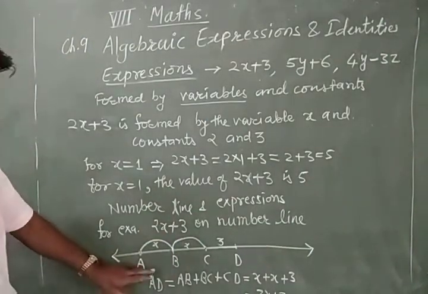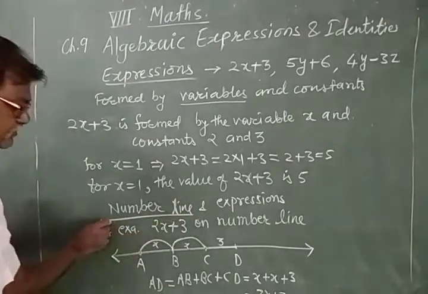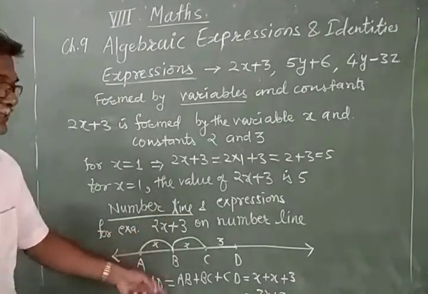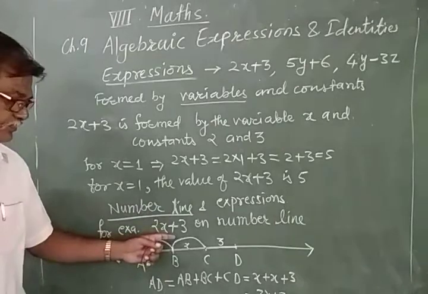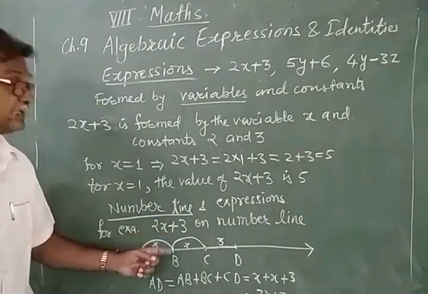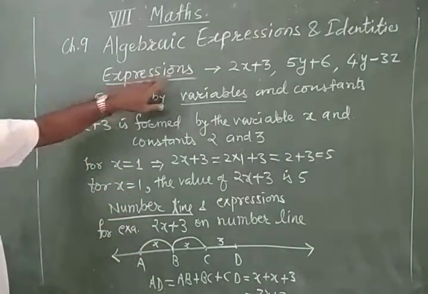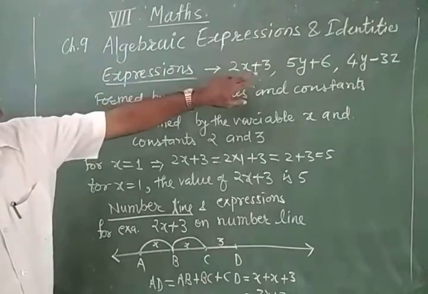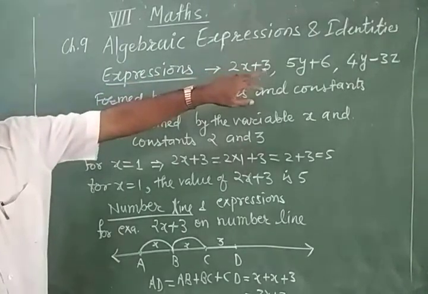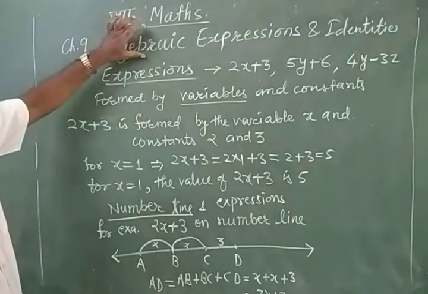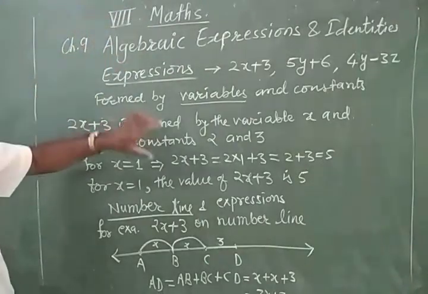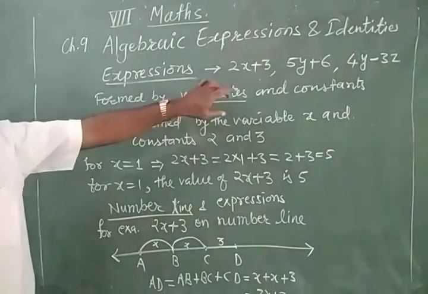So this is the number line. On the number line we can represent any algebraic expression. These expressions which we have studied now, 2x plus 3, 5y plus 6, 4y minus 3z, all these are algebraic expressions because they are formed by variables and constants.